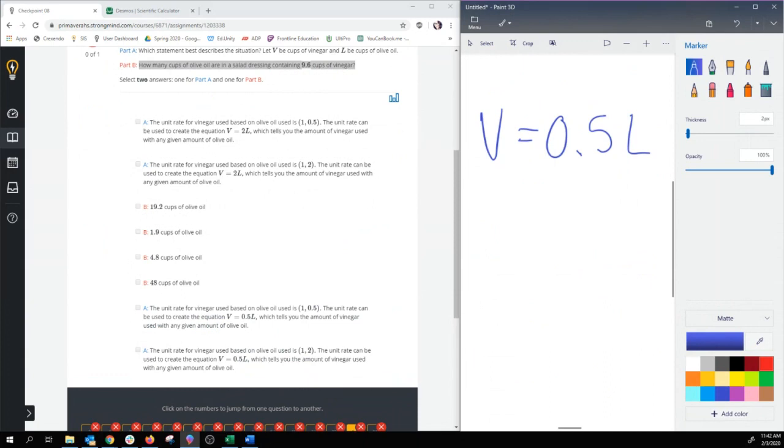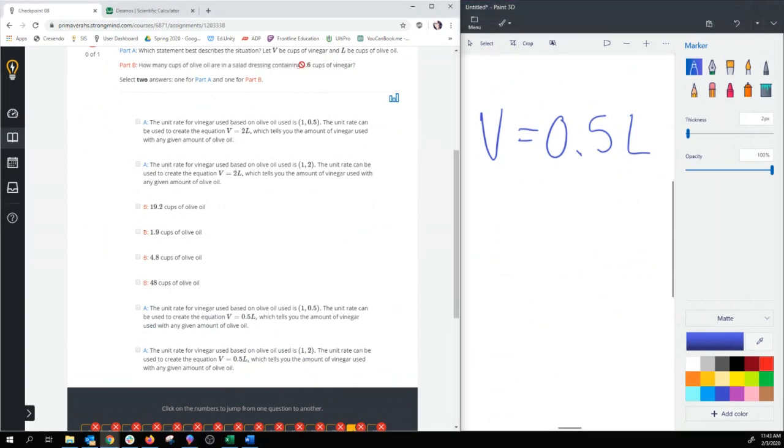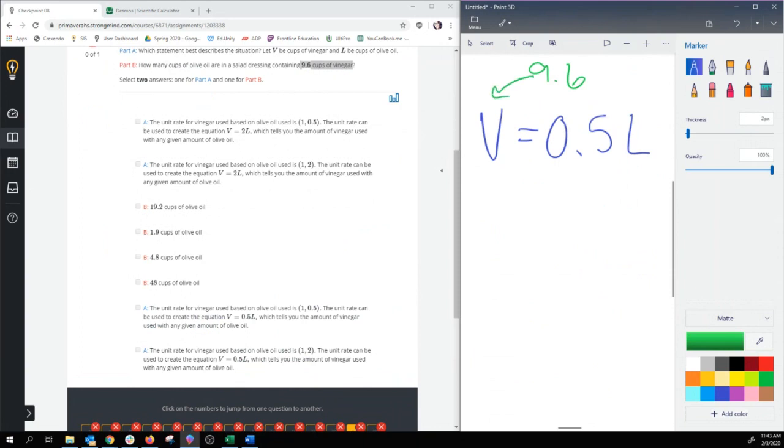So am I plugging in 9.6 for V, cups of vinegar, or L, cups of olive oil? Which variable goes with my 9.6? Is it V or L? Remember, it says that it contains 9.6 cups of vinegar. So which one do I want to plug it in for? The V, perfect. So 9.6 is going to go in place of V. So I'm going to have 9.6 equals 0.5 L.